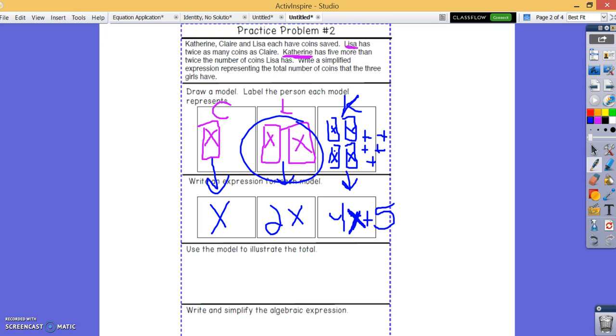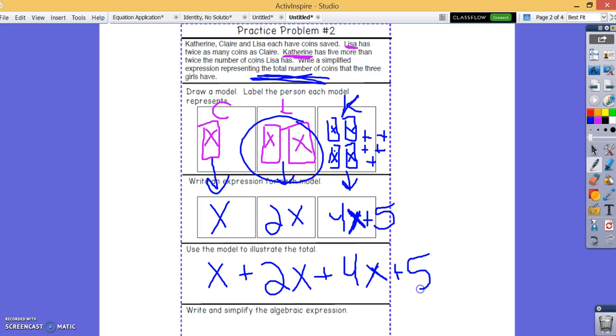And now we're going to show that we're totaling all of the coins. So x plus 2x plus 4x plus 5. And now we want to combine our like terms. So we've got x, which is really a 1x, plus 2x, which is 3x, plus 4x, so that's 7 total, so 7x. And then I still have my plus 5, and that's my simplified expression.